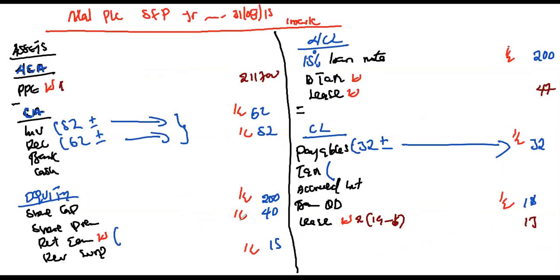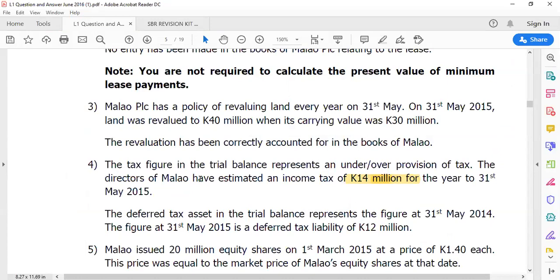We are moving on. Remember, we are moving. Let's go back to note number 4. Note number 4 is about tax. Another free mark. Oh, I just love tax. Tax is such an easy working. They've told you here, the tax figure in the trial balance represents an under or over provision. So here, the examiner wants you to use the principles to know whether it's an under or over. If it's on the debit side, then you know it's under. If it's on the credit side, then you know it's over. That's how you know. Easy as that.